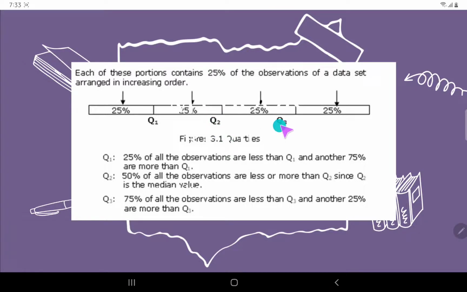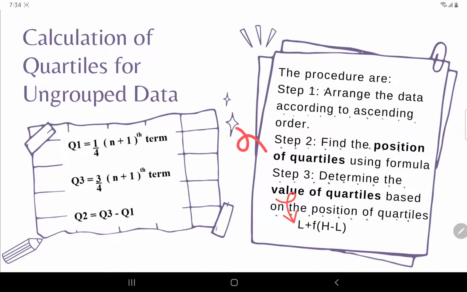And Q3, this is the location for Q3. We can see here 75% of all the observations are less than Q3 and another 25% are more than Q3. So we have a different formula for calculation of quartiles for grouped and ungrouped data. We look at the calculation for ungrouped data first.